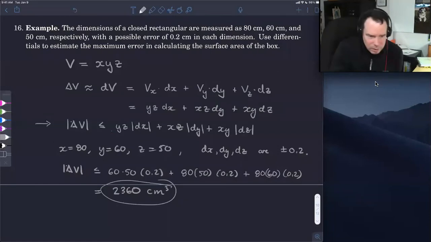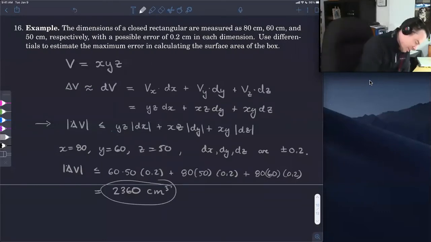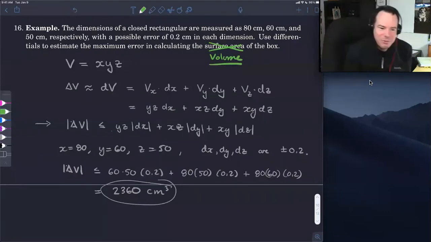Are we supposed to calculate surface area? Use differentials, calculate. Oh, yes, you are. Okay, I'm going to change the question. There we go. Quick fix.